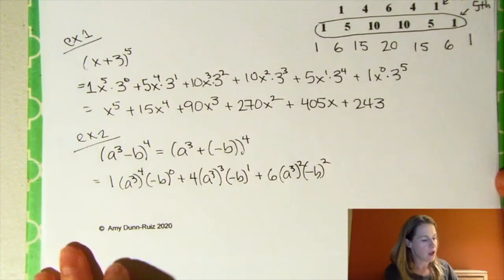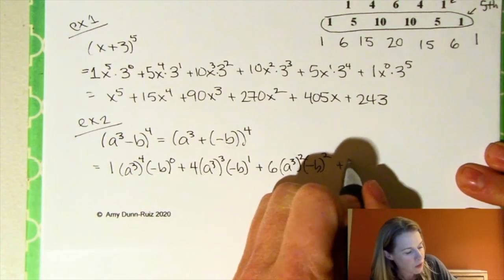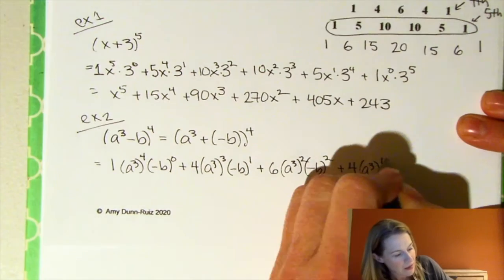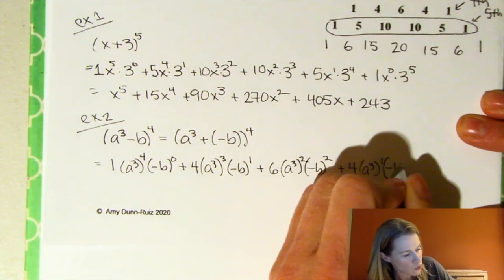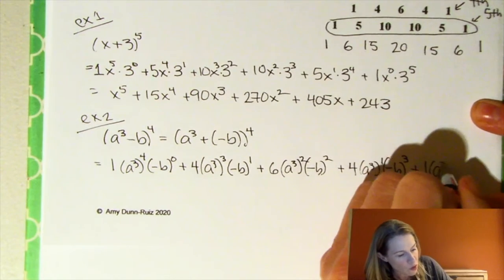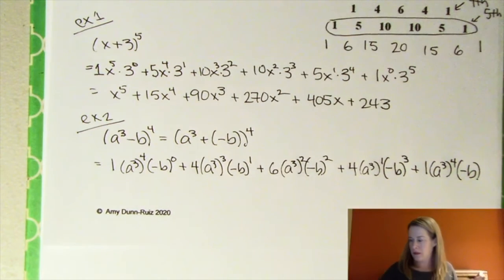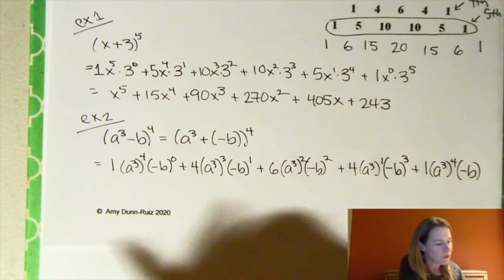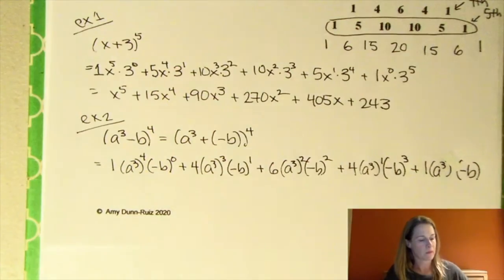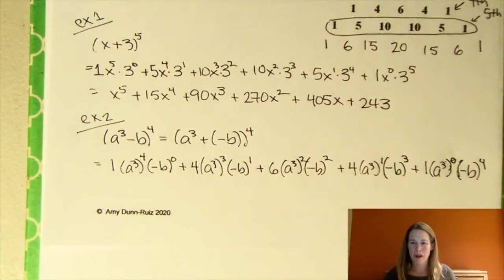All right. Let's see, after the 6, I have a 4 and I have a 1, so I have 2 more terms. So plus 4, I'm going to have that a cubed to the 1st, and that negative b to the 3rd. And last term, it's a 1, a cubed to the 4th, and my negative b is, oh, excuse me, I just messed up. That a cubed, 4, 3, 2, 1, hey, that should be a 0. And it's the negative b that's to the 4th power.